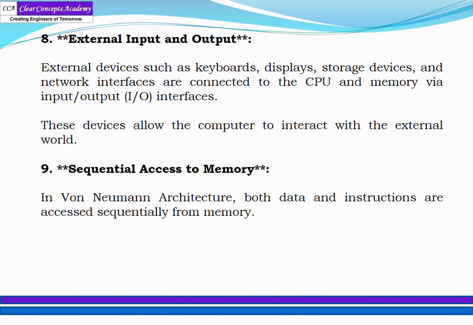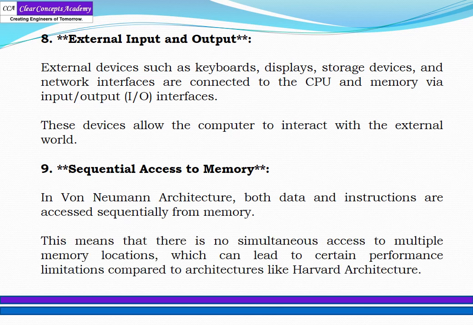Sequential access to memory. In Von Neumann architecture, both data and instructions are accessed sequentially from the memory. This is the typical characteristic, the main feature of this architecture. There is no parallel fetching or parallel operation of data and instructions as in the case of Harvard architecture. This means that there is no simultaneous access to multiple memory locations, which can lead to certain performance limitations compared to architectures like Harvard architecture.